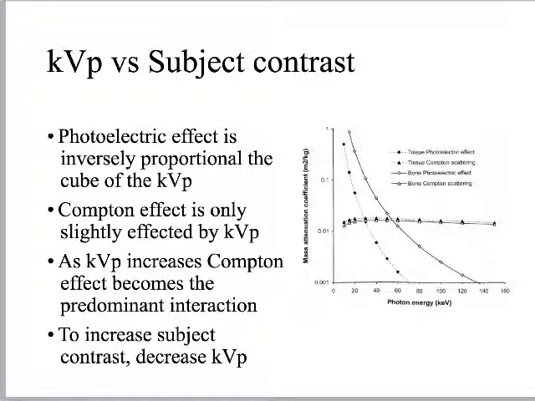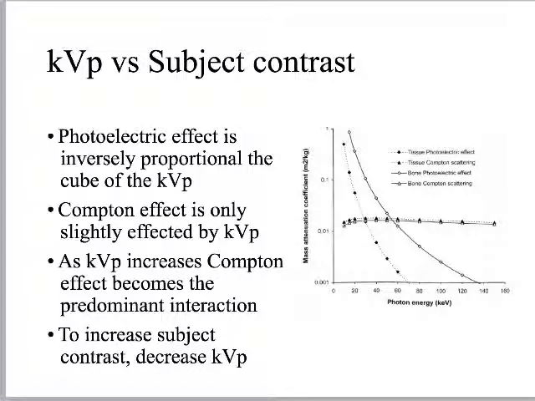Compton effect is only slightly affected by KVP. So here again we see that Compton effect meandering along in a pretty straight line, kind of fat, dumb, and happy, not really much is changing with it. So as KVP increases, Compton effect becomes the predominant interaction. That means that percentage-wise, it's more likely to happen, which is what we've just been talking about quite a bit.